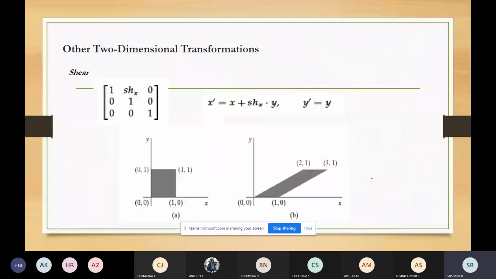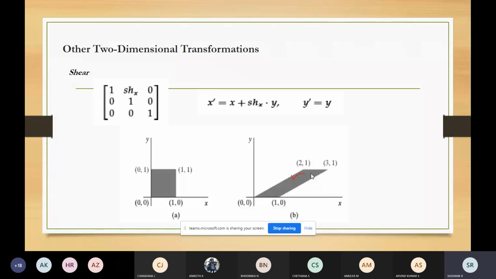After this there is one more transformation called shear transformation. What it will do is distort the shape of the object. See, here the square is of good size but the shape is distorted. This kind of transformation will appear as if the object is made up of internal layers which are slid over each other to form shear. So this is the definition: a transformation that will distort the shape of an object such that the transformed shape appears as if the object were composed of internal layers that have been caused to slide over each other.